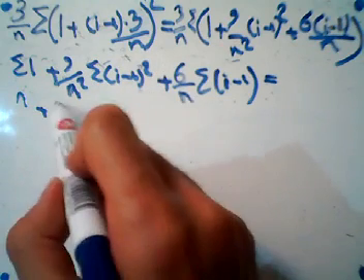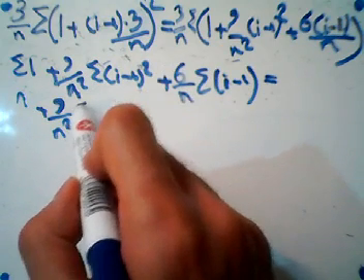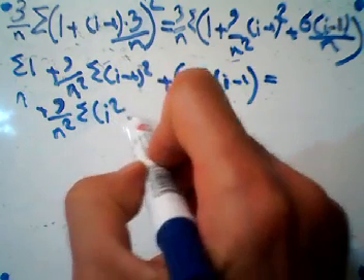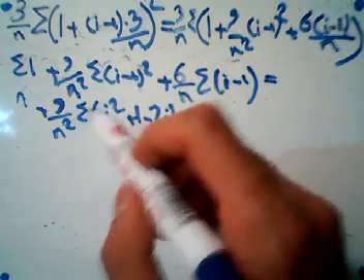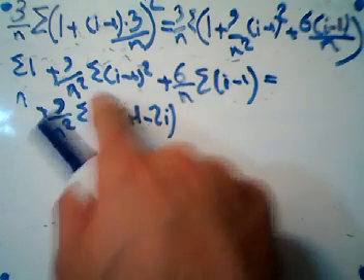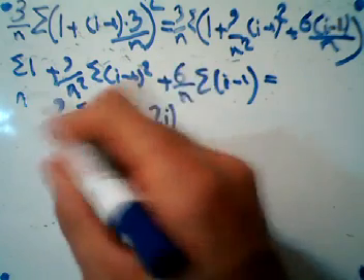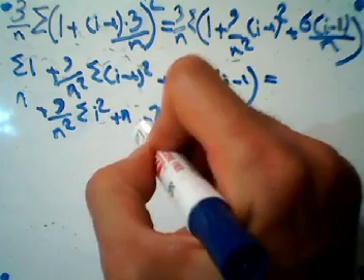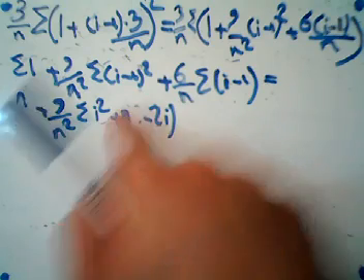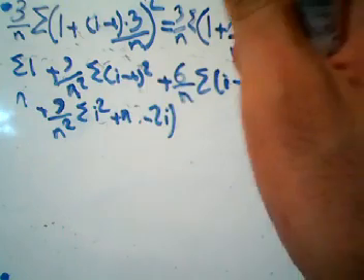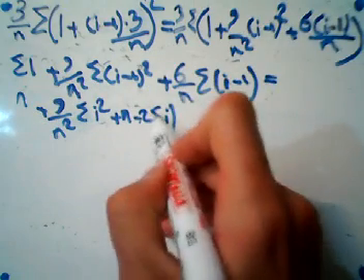how about this sigma? 9 over n squared sigma of (i squared plus 1 minus 2i), which is sigma i squared plus sigma 1, which is n as here, minus 2 sigma i, because 2 is constant, so that would be minus 2 sigma i.